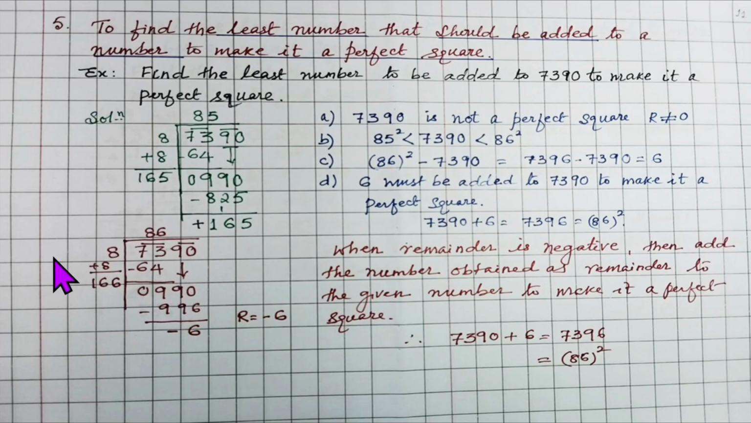Or another method is, when you take the digit 5 here, I get 165 into 5 is 825. Instead of that, take one digit more. Instead of 165, you take 166. 166 into 6 becomes 996. 996 is greater than 990, and you get a negative remainder. As soon as you see that the remainder is minus 6 here, that means 6 has to be added to 7390 to make it a perfect square. So that is the method. Please remember this, learn this method. You have to practice this to understand it.